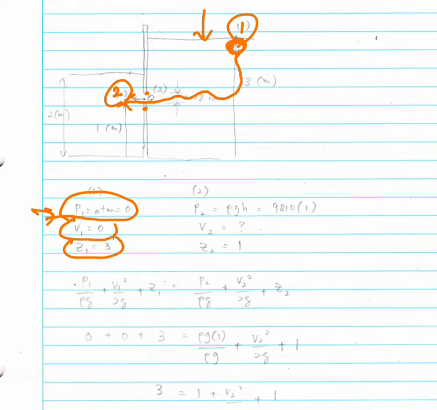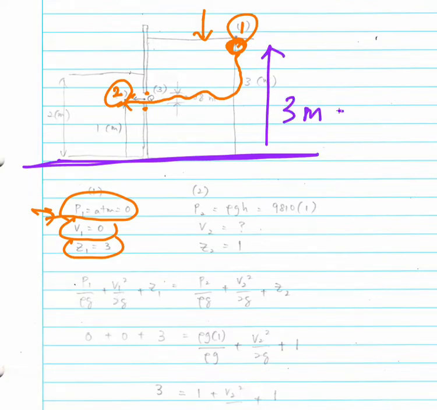So what you need to do is draw your datum. So let's say this is my datum. You could have another datum actually. From this datum, this height is 3 meter. And then we go for point number 2 here.